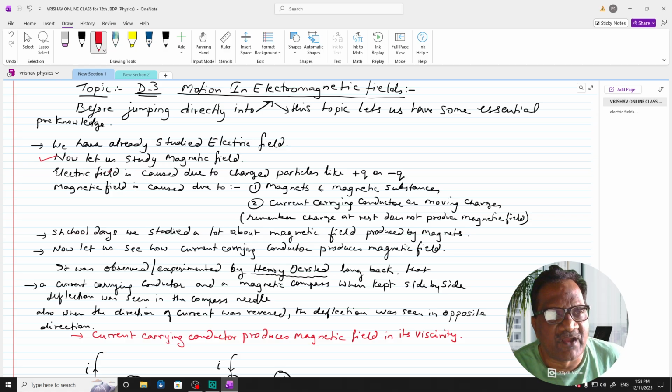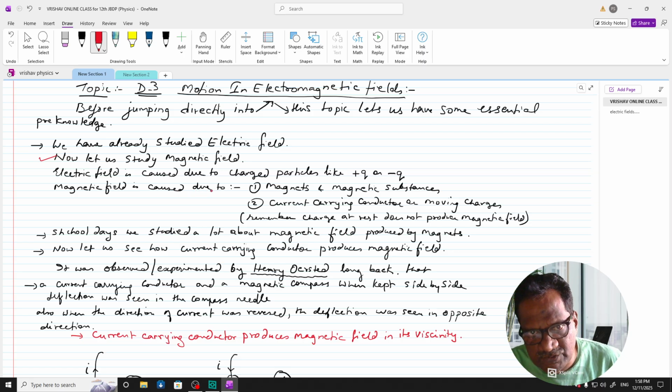Now, the electric field we have studied in the past, and it is caused by charged particles, like a positive charge or a negative charge. A negative charge can be an electron, a positive charge can be a proton. Because of these positive or negative charges, an electric field is always produced. A magnetic field is also produced, so let us see what the causes can be. The electric field cause we know, but in the case of the magnetic field, it is caused by two things.